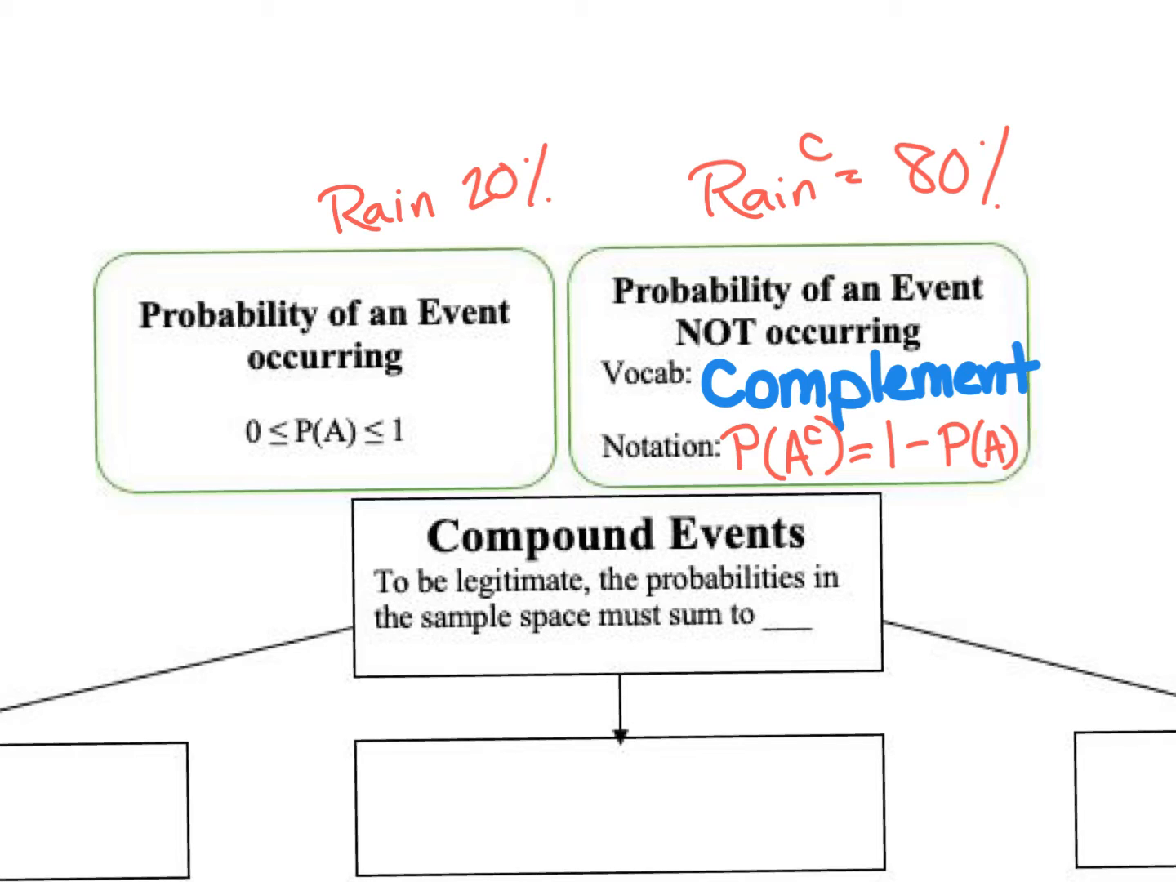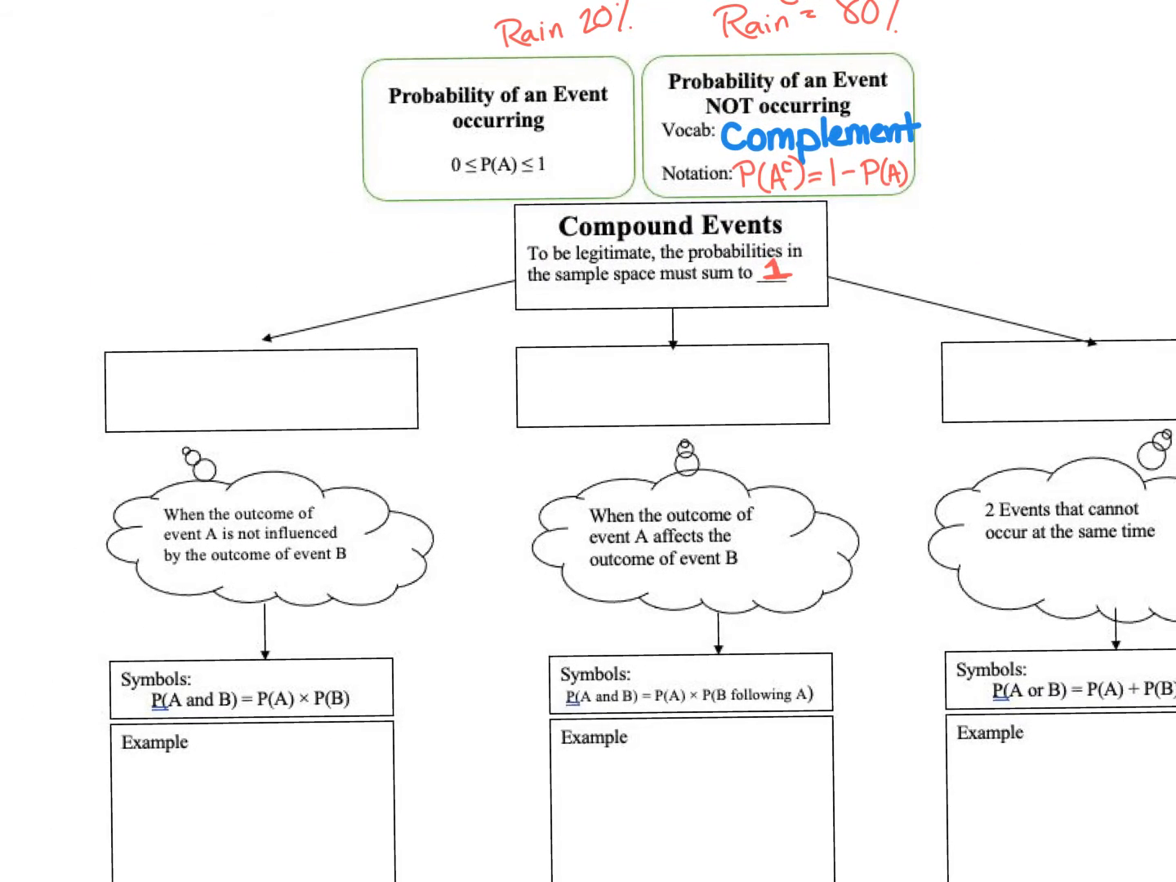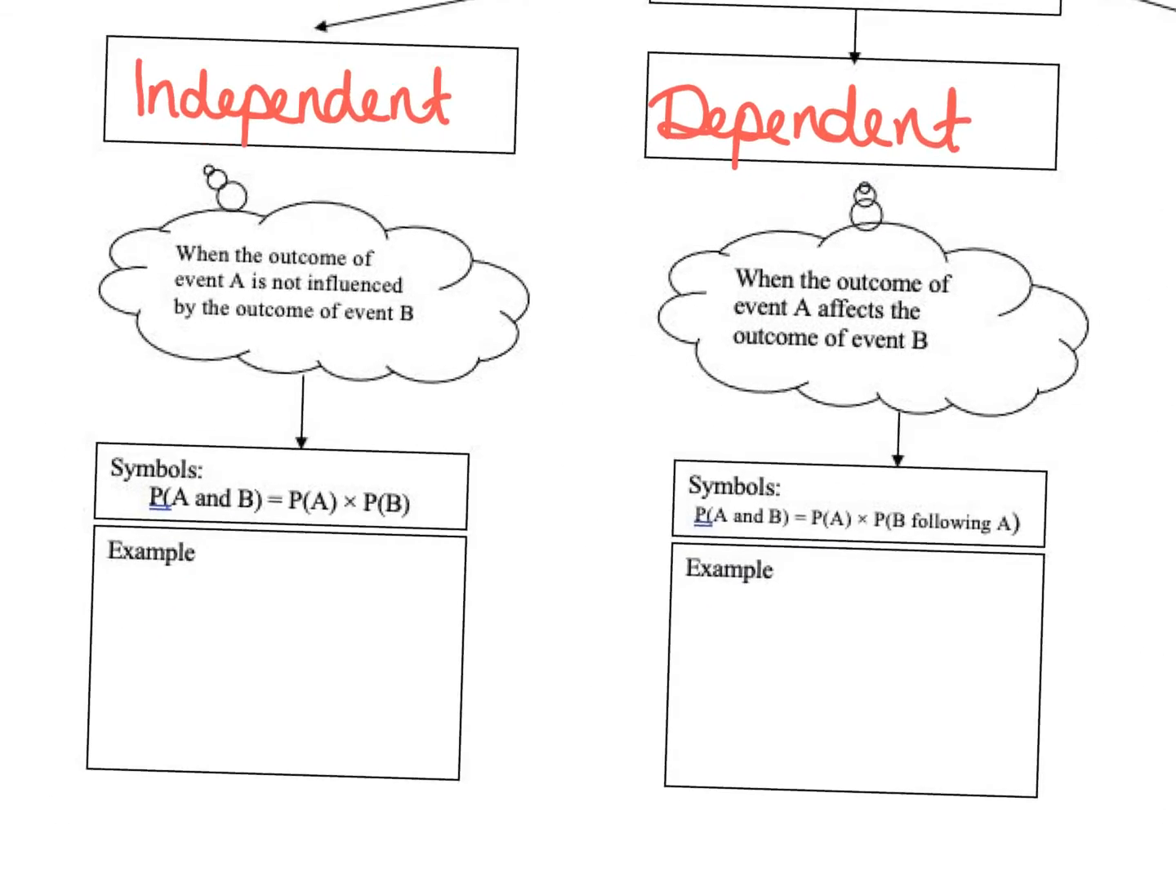In order for probabilities to be legitimate, the sum of all the outcomes in the sample space must add to 1. Okay, can't have probability greater than 1 or less than 0. So the first two types of events I want to talk about is the difference between independent and dependent. An independent event is where the outcome of event A is not influenced by the outcome of event B, whereas in dependent, the one outcome affects the other outcome. All right, I'm going to give you some examples to understand this.